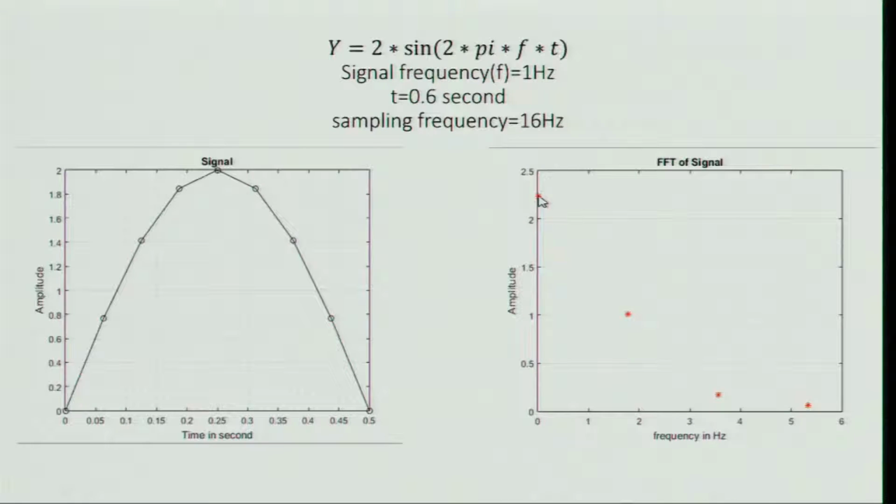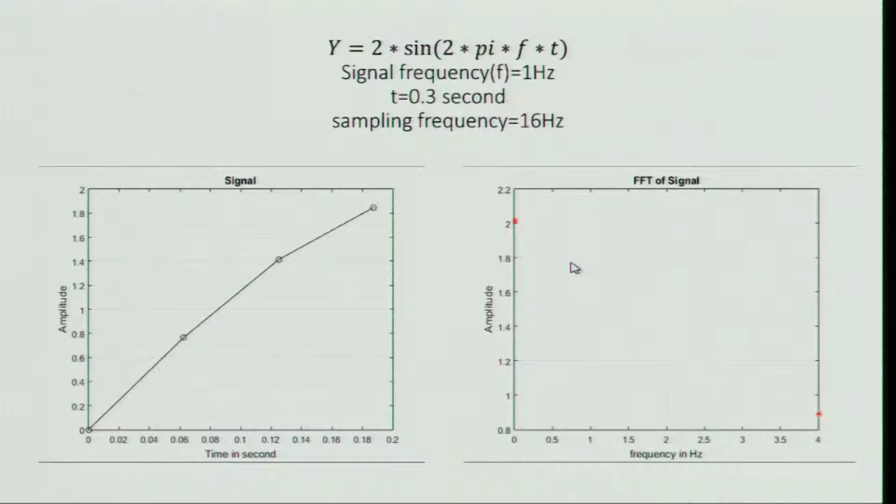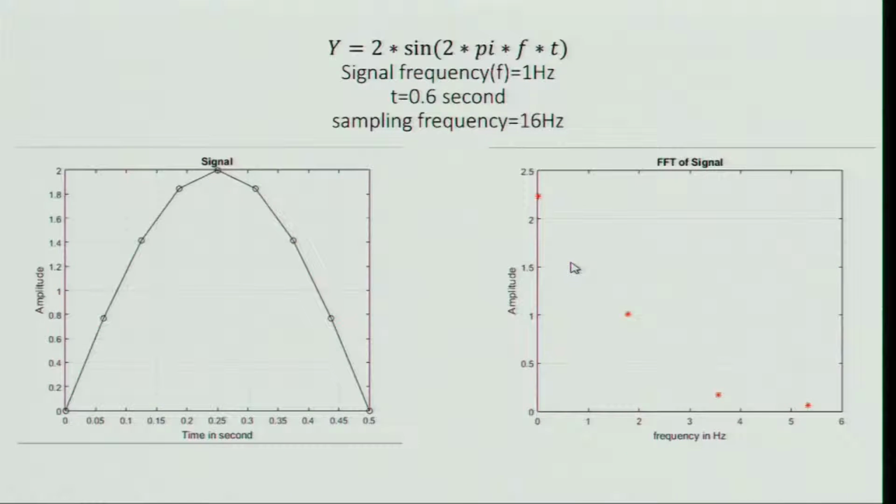Here I had 2 points, now I have 1, 2, 3, 4 points. I have a peak at 0 hertz, another peak at 1.5 hertz or maybe 1.7 hertz, another peak at maybe 3.6 hertz, and another peak at a little over 5 hertz.